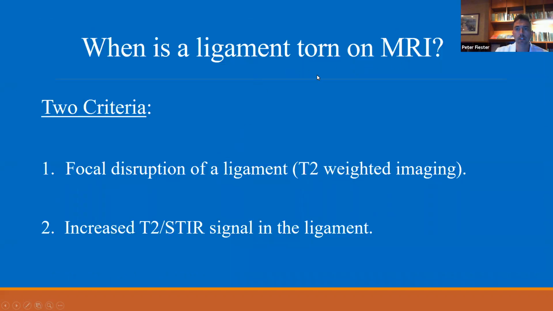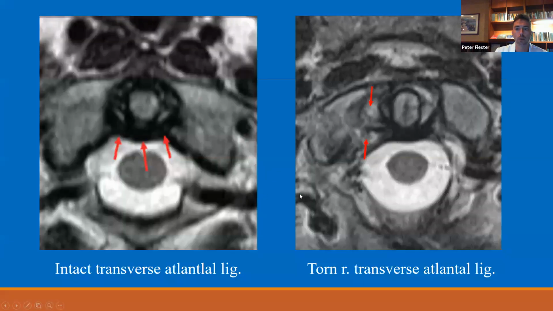So I sometimes get asked by residents and sometimes surgeons, how do you know the ligament's torn? You have to fulfill both of these criteria. There has to be a discontinuous or disrupted ligament on T2 weighted imaging. There's a gap in the ligament. And then you also have to have increased T2 or STIR signal in the ligament. So if you fulfill those two criteria, you have a torn ligament.